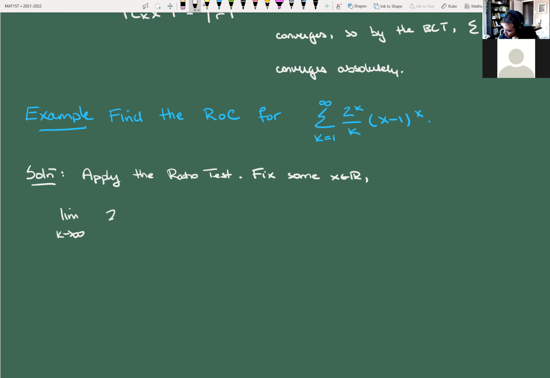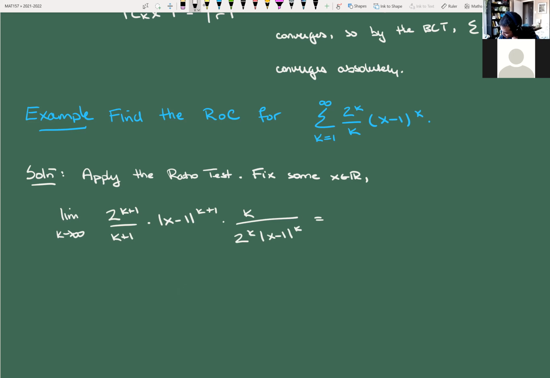So I'm going to take that term, but at k+1, right? Times the absolute value. So again, implicitly, I've sort of taken the absolute value of everything, but almost everything here is positive anyway. This is the only thing I really have to worry about. And then you divide. So this is the k+1 term. I'm going to divide by the k term. So if I do that, I'm going to get, what, 2 to the k+1 over k+1 times x minus 1 to the k+1, times k divided by 2 to the k, x minus 1 to the k.